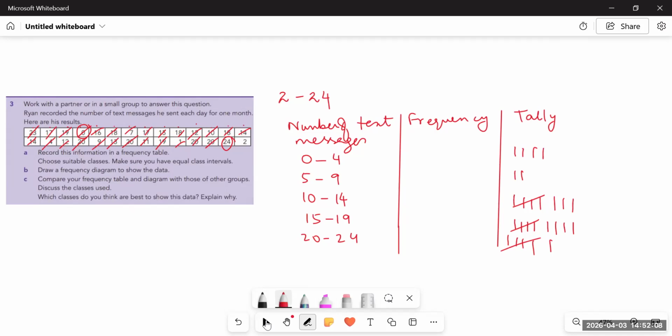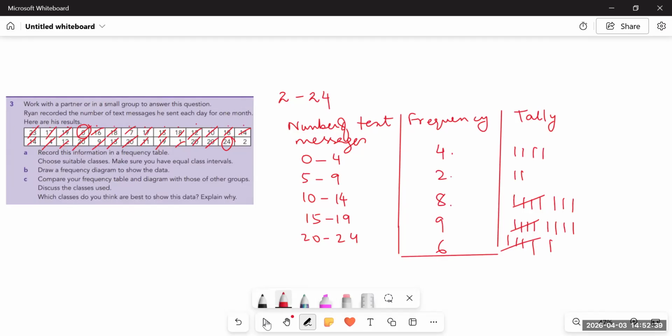So the first class interval has the frequency 4, then 5 to 9 has 2, 10 to 14 has 5 plus 3, 8, then 15 to 19 has 5 plus 4, 9, and 20 to 24 has 6, 5 plus 1, 6. Now let's calculate if the total frequency is 28 or not. So 4 plus 2, 6 plus 8, 14, 14 plus 9, 23, 23 plus 6, 29.